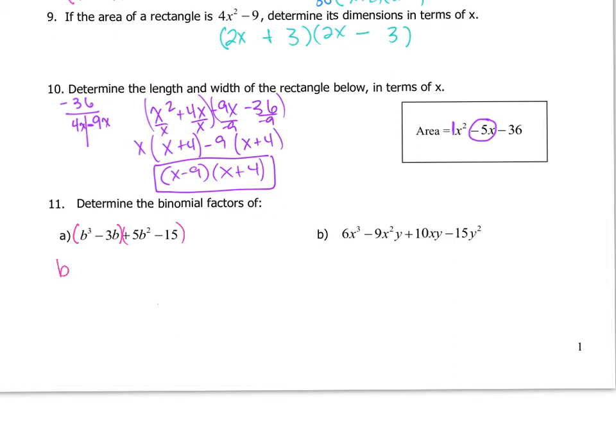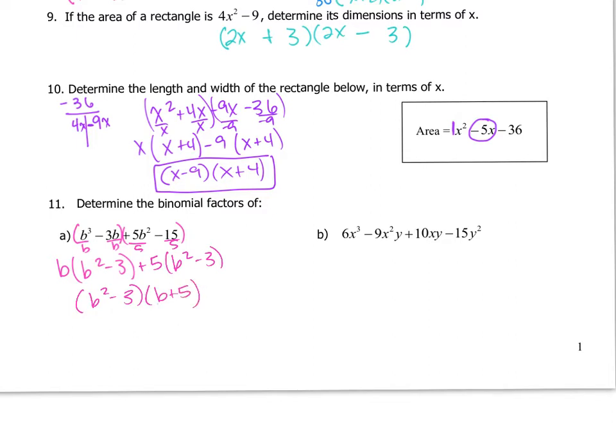So out of the first parentheses, you could take a b, and you're left with b squared minus 3. The second parentheses, you could take out a plus 5. And you would be left with a b squared minus 3. Our parentheses match, so we're in good shape. So our factors would be b squared minus 3 times b plus 5.